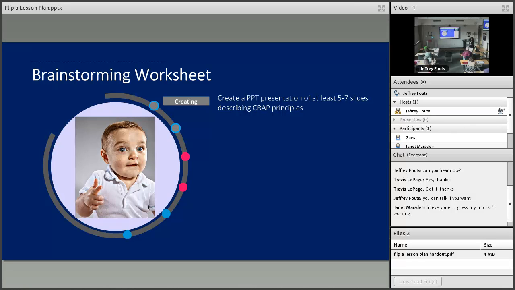What I want you to do now is you now have your topic, you have your lesson plan. What is the end outcome? What is the end measurable outcome that you need your students to complete? And we're going to work backwards.